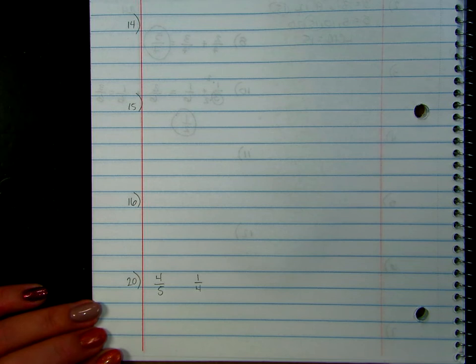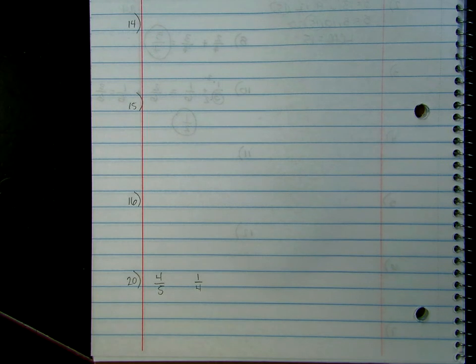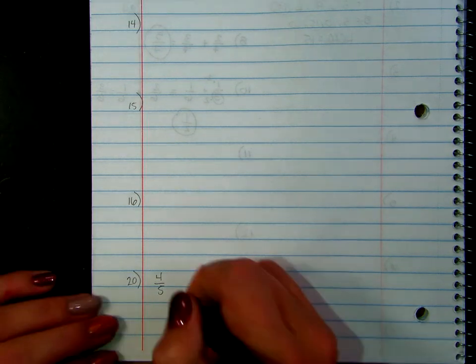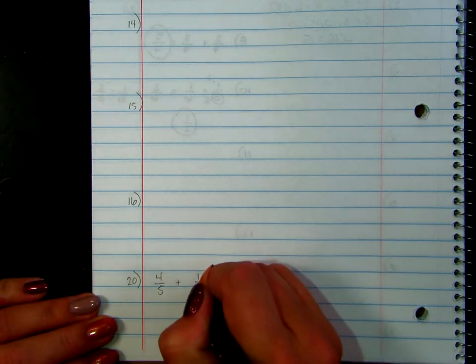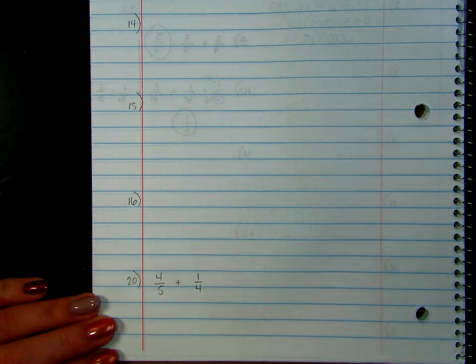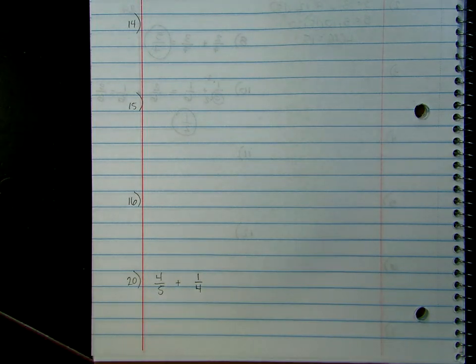Well, our question is asking us what was his total amount of time spent. So here, would we use addition or would we use subtraction? For this particular problem, we are going to use addition because they want the total amount of time that he spent working. So now, we are going to go ahead and find our common denominator. I have 4/5 plus 1/4.